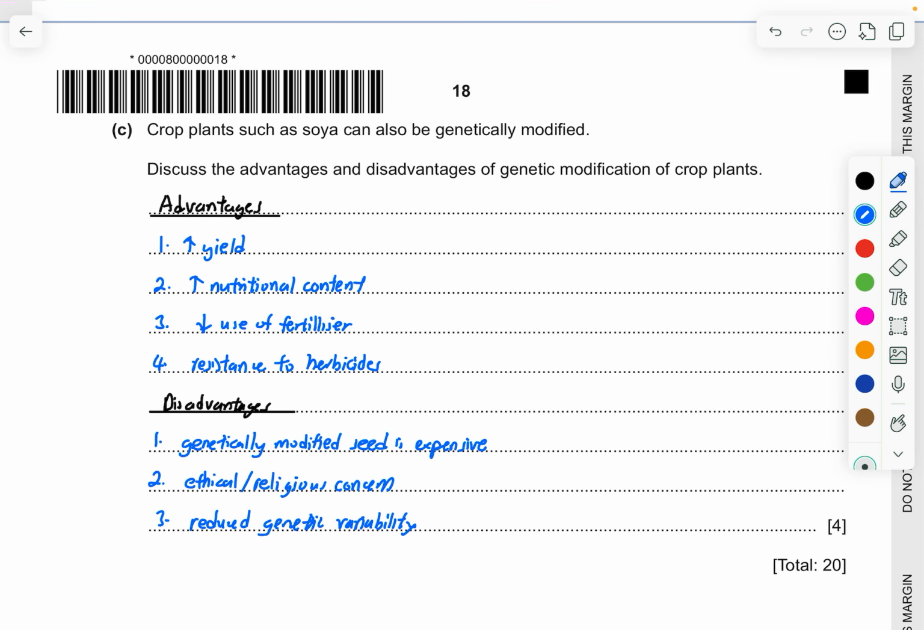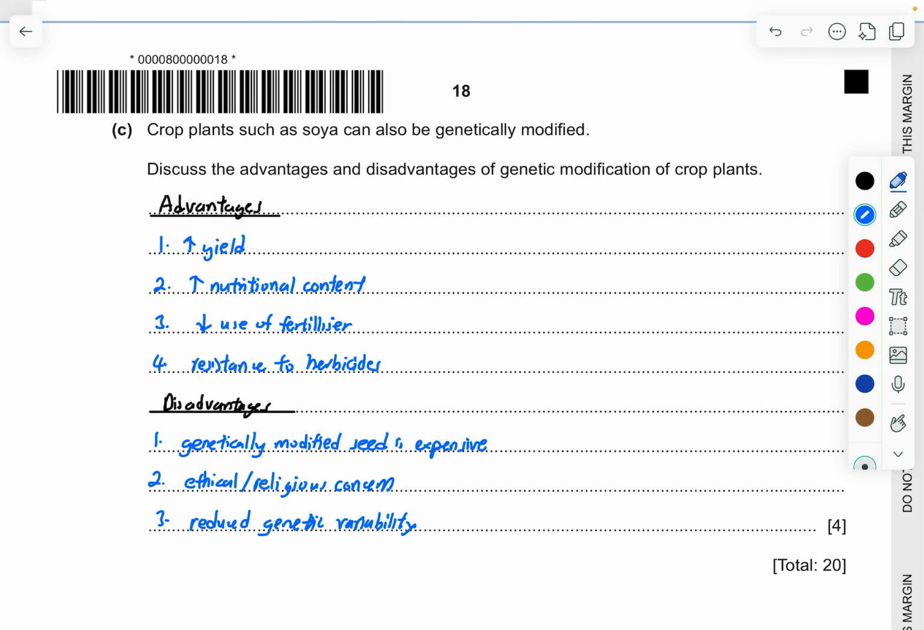First, with genetic modification, you can increase a lot of things. You can increase the yield of the crop, increase the nutritional content, and use less fertilizer. It can also be resistant to herbicides, so that you don't have all these chemicals coming to your plants. You're keeping it natural. But for disadvantages, having a genetically modified seed is not cheap. It's costly to some farmers. And of course, there are also ethical and religious concerns.